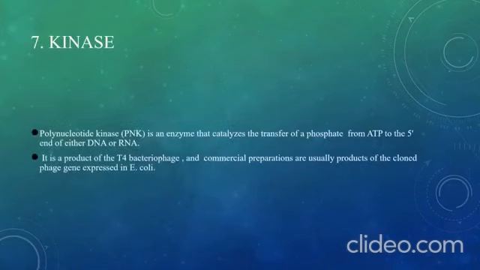Kinase. Polynucleotide kinase is an enzyme that catalyzes the transfer of a phosphate from ATP to the 5' end of either RNA or DNA. It is a product of the T4 bacteriophage, and commercial preparations are usually the product of a cloned phage gene expressed in E. coli.